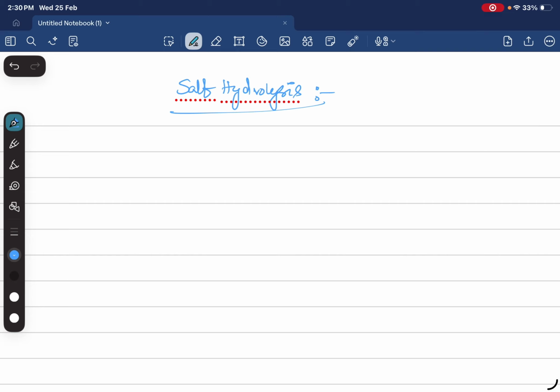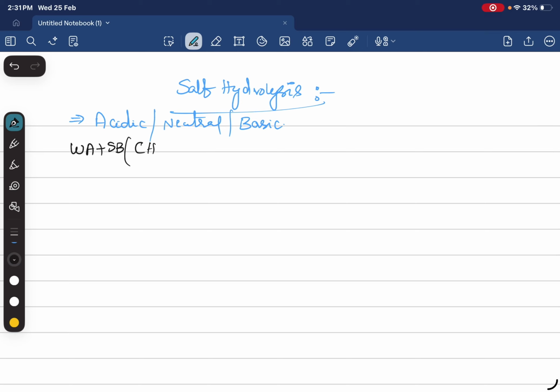Salt hydrolysis is nothing but the reverse of the neutralization process. During salt hydrolysis, the solution we get is either acidic, basic, or neutral. That depends on the type of salt we use for the hydrolysis process. In a simple way, take a salt of weak acid plus strong base, that is CH3COONa. This is formed from the weak acid CH3COOH and the strong base NaOH.